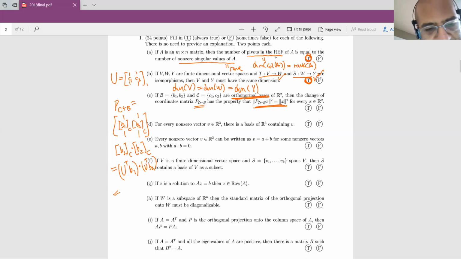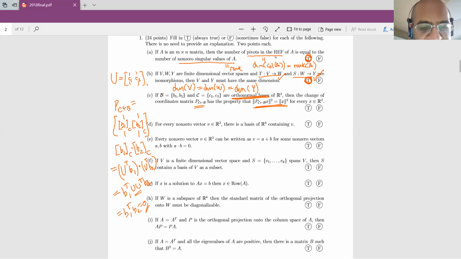What property does an orthogonal matrix have? Maybe I'll write it more suggestively in this notation, right? The dot product is just the transpose of the first vector times the second vector, but now this is identity because U is orthogonal. So this is B1 transpose B2, which is 0. So actually, the columns are orthogonal.